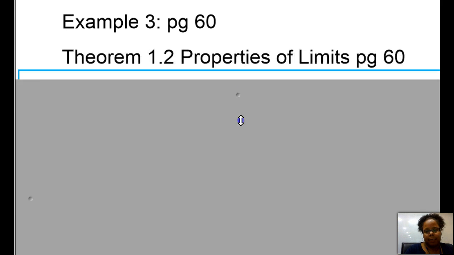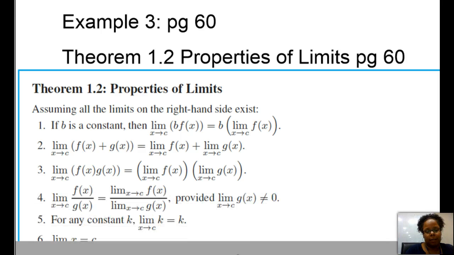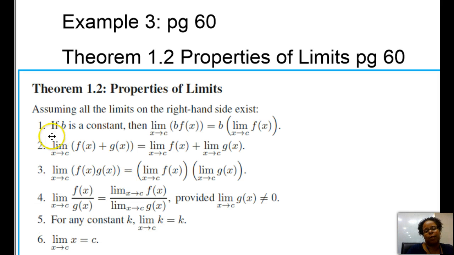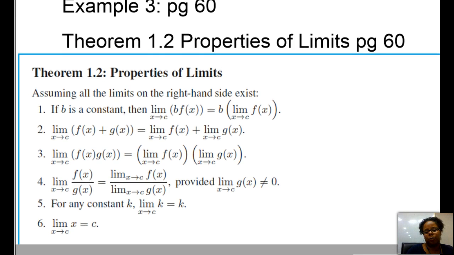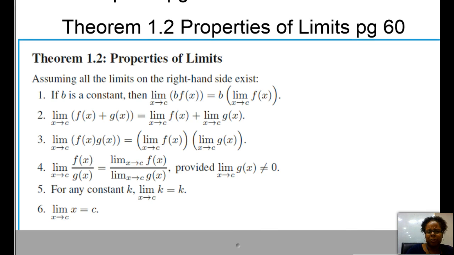Also on page 60, it talks about some properties of limits. And they're pretty much not difficult properties to understand. It's very linear, because it seems like we have the product property, the addition property, the multiplication property, and things of that sort, and the division property. These are good to know, so make sure you take note of these properties.